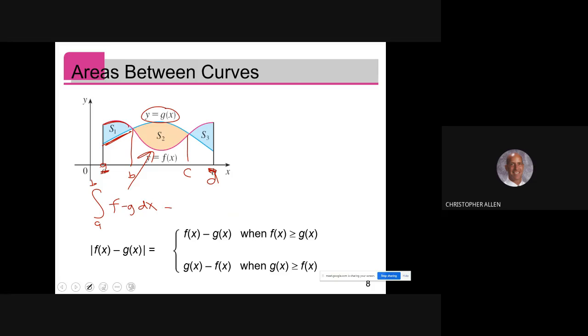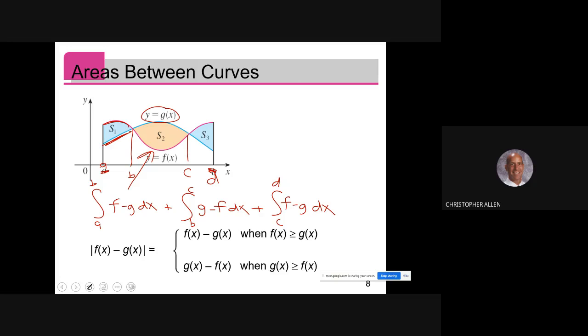Then what are you going to do? You're going to integrate from b to c of g minus f, because guess what? They switched. And then what are you going to do? C to d. Again, going back now to f minus g.